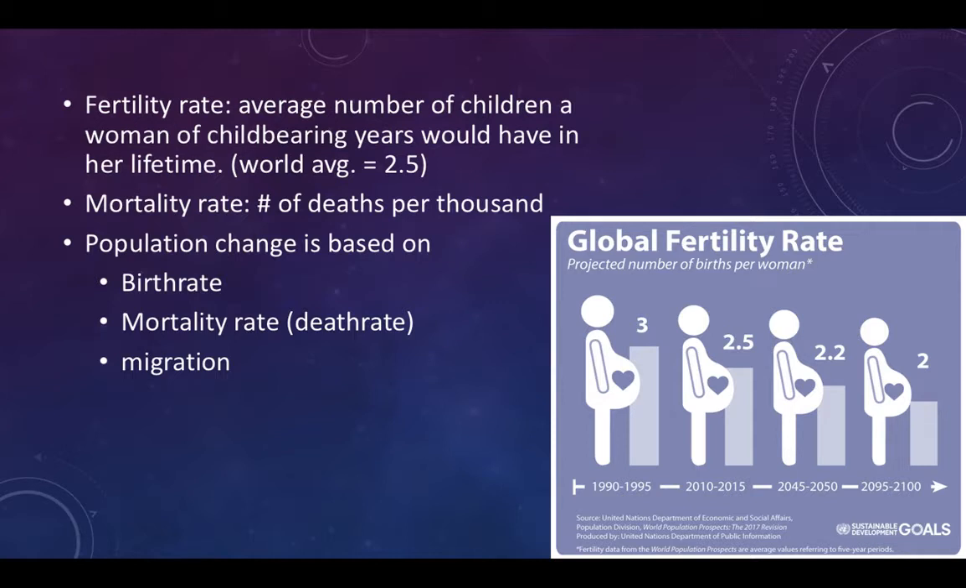You create 2 children, and the idea is that the children are the replacement of the parents within the population. So anything above 2, you have a growing population. If it's below 2, you have a shrinking population. And of course, mortality rate is the number of deaths per 1,000.